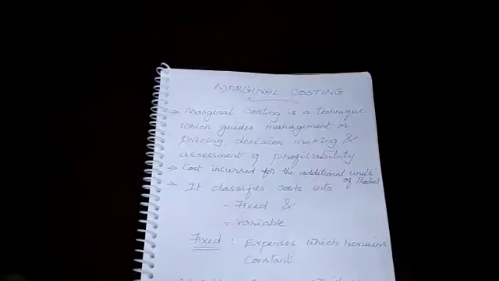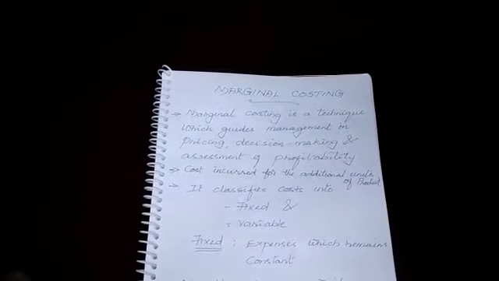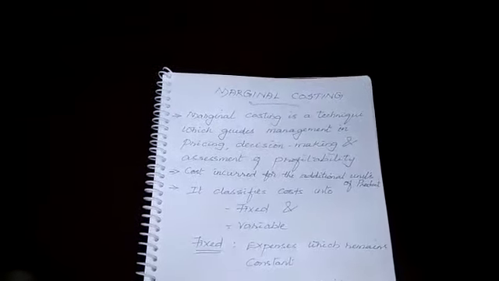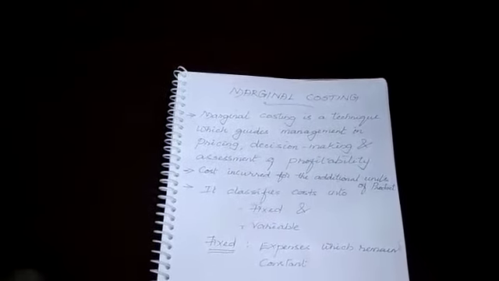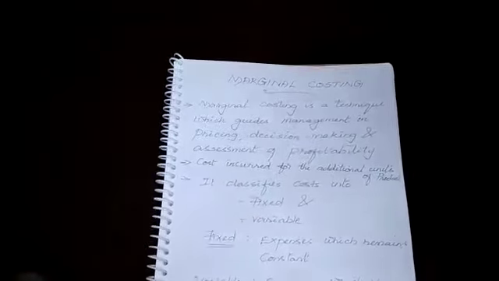In the first unit we have studied different techniques of management accounting, that is fund flow statement, cash flow statement, then budgetary control and so on. In that row, the next technique of management accounting is marginal costing. Now we will see what is marginal costing. Marginal costing is a technique which guides management in pricing, decision making and assessment of profitability.